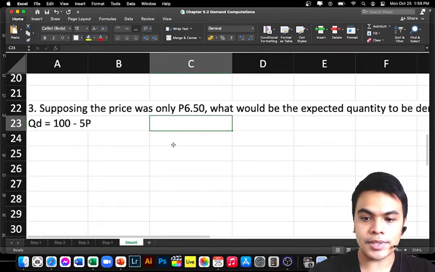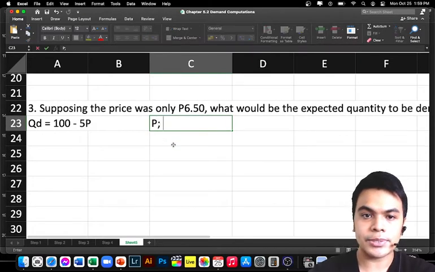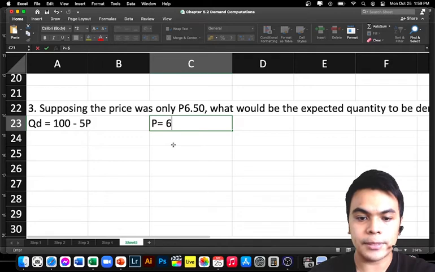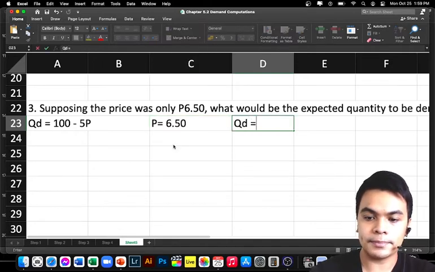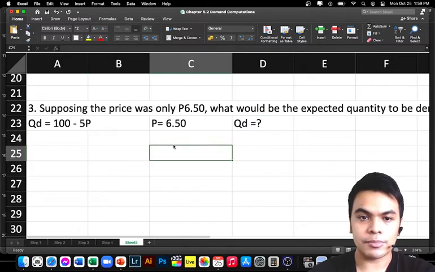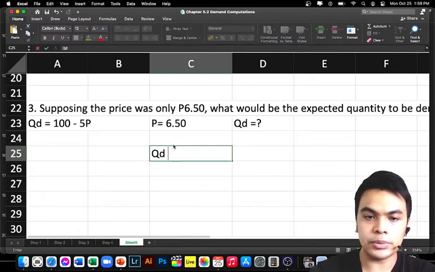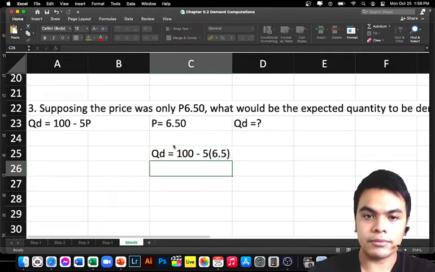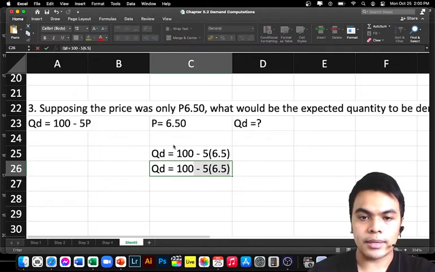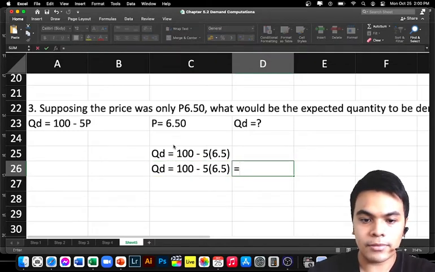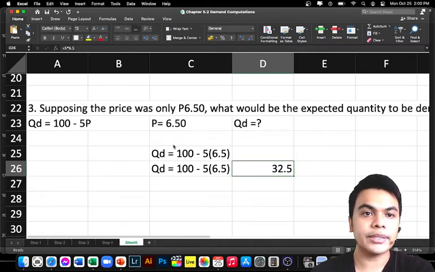Let's repeat the process. The given data is the price, which is 6.50. What we are going to compute is the quantity demanded. Let us substitute again. So QD is equal to 100 minus 5 times the price, which is 6.50. So, how much is that? Let's compute. 5 times 6.50. So, that is 32.5.